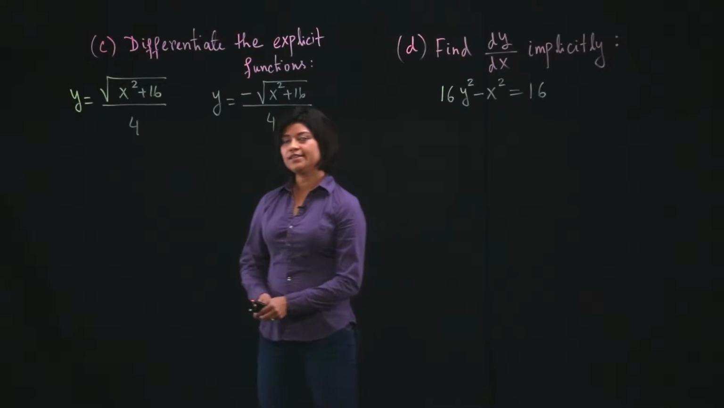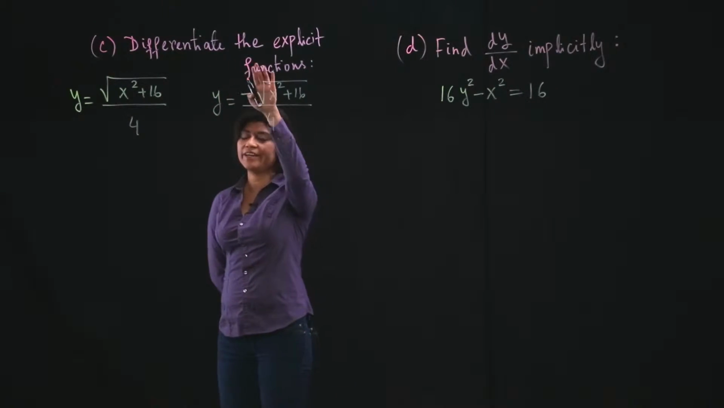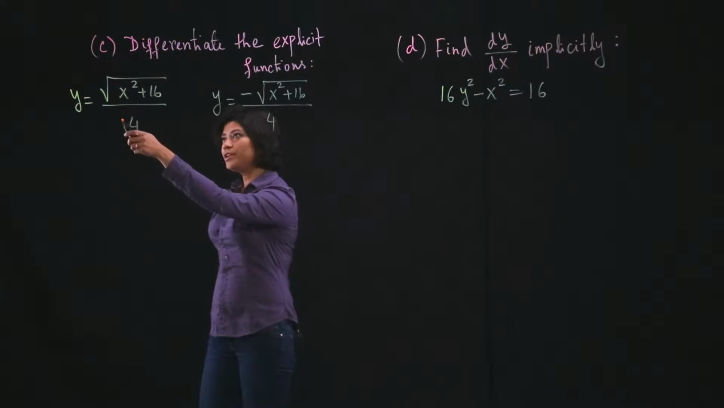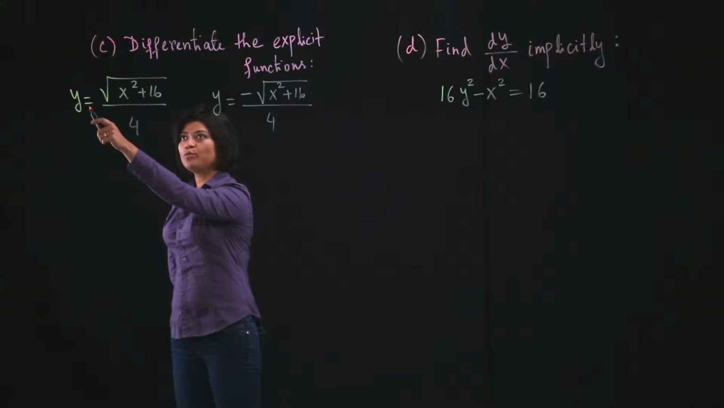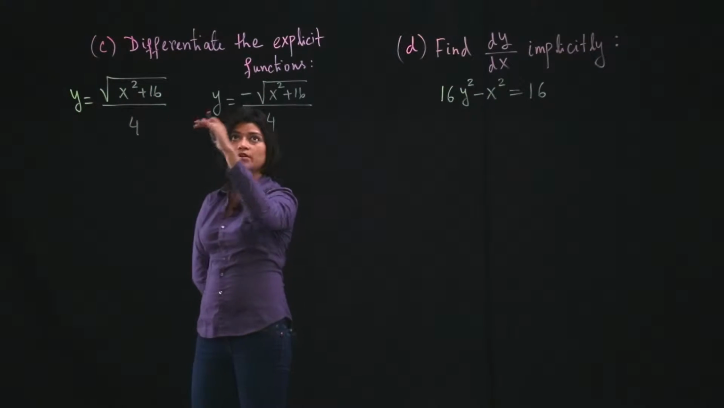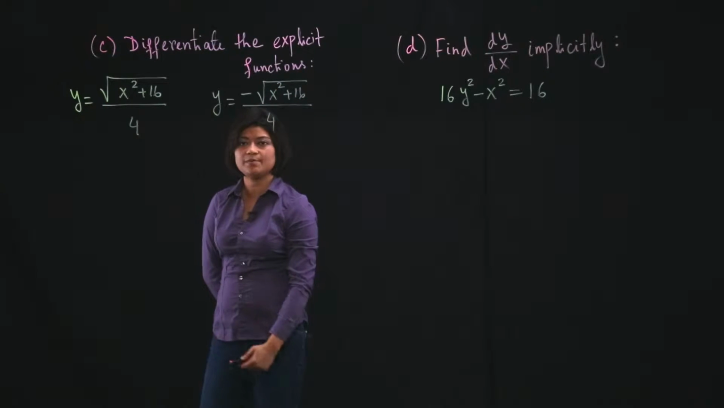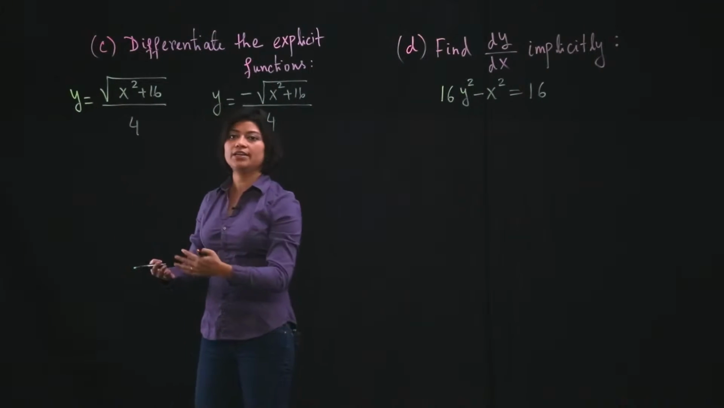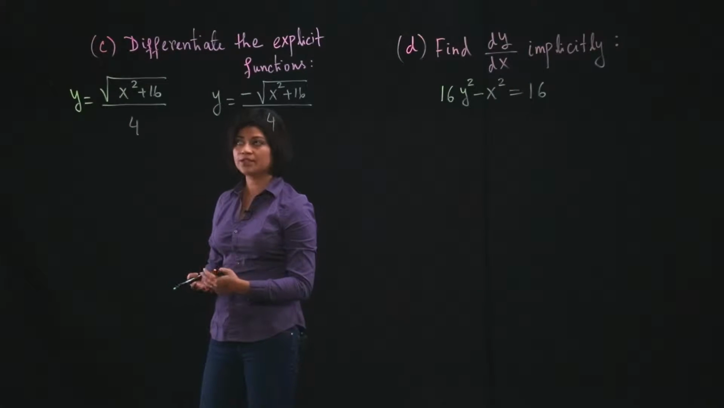Hello, I'm Papia. In part C, we will have to differentiate the two explicit functions that we have found. So you remember that the functions are y equals positive square root of x squared plus 16 over 4 and negative of the same expression. Now, this is already in the explicit form.